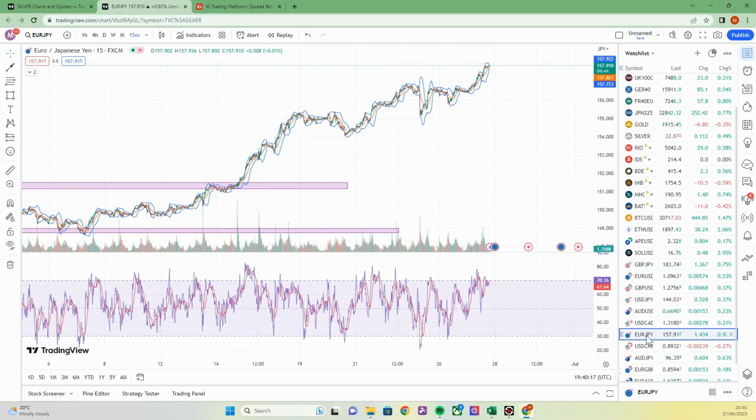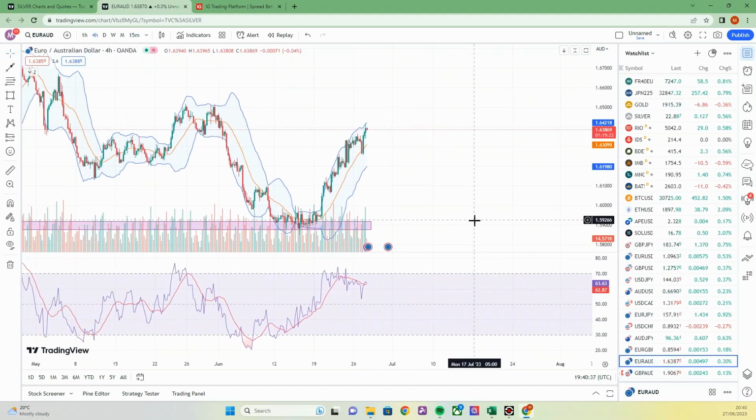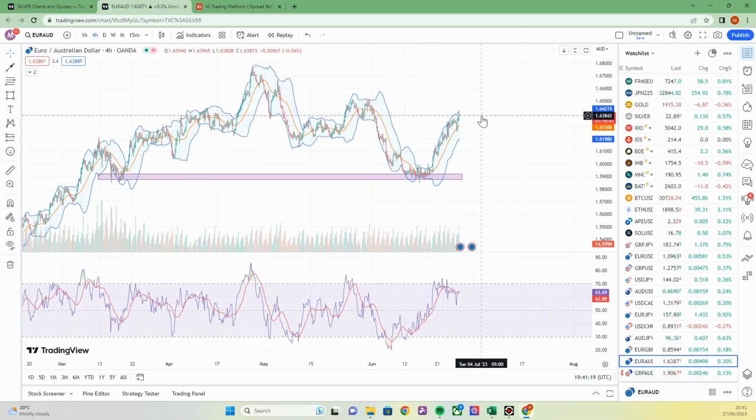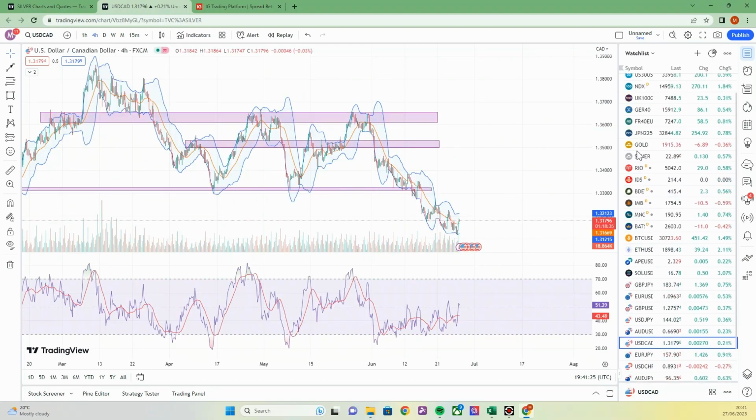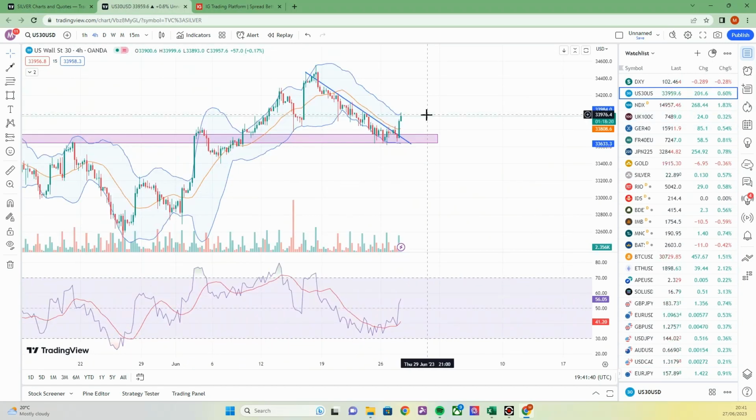Euros, Japanese yen. Euros, the Australian dollar. Something to just wait for, basically. Waiting. I don't think there's overly too much I can do on these, to be honest. Okay.